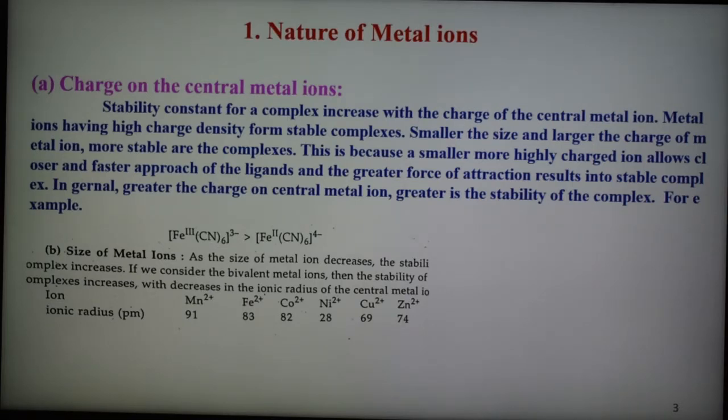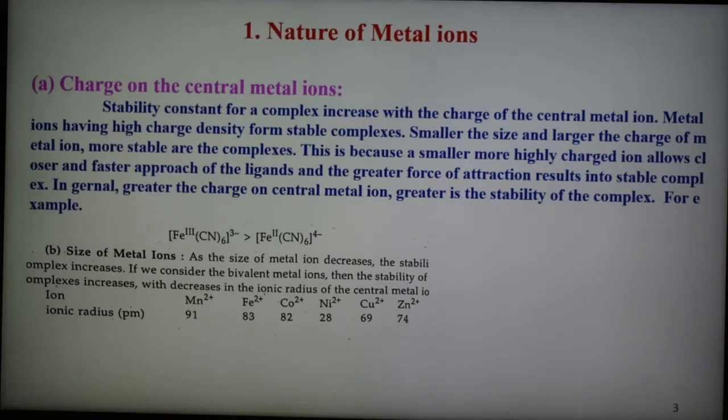This is because a smaller, more highly charged ion allows a closer and faster approach of the ligand, and the greater force of attraction results in a stable complex. Hence, when a metal ion forms complexes with the same ligand in more than one oxidation state, the complexes of the higher oxidation state are always more stable than those of the lower oxidation state. In general, the greater the charge on the central metal ion, the greater the stability of the complex. So the stability of the complex depends upon the charge on the central metal ion.